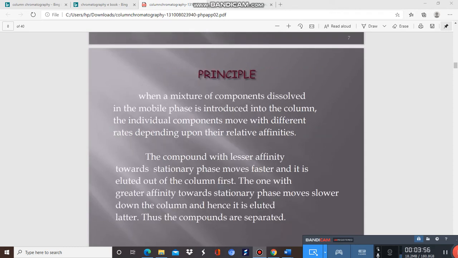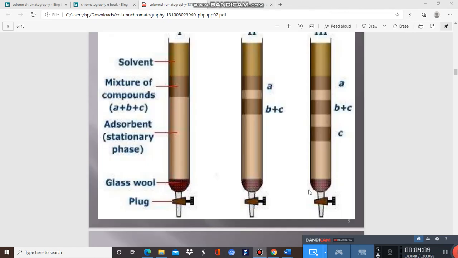Just see this. When a mixture of components dissolved in the mobile phase is introduced into the column, the individual components move with different rates depending upon their relative affinities. See this diagram, a photograph of a column. These are generally glass based columns.